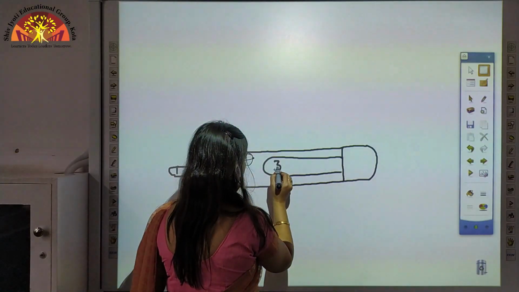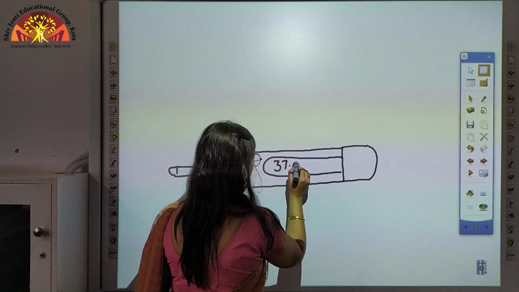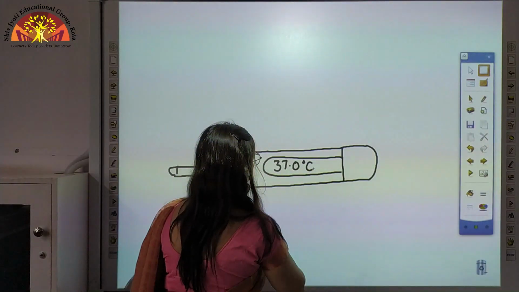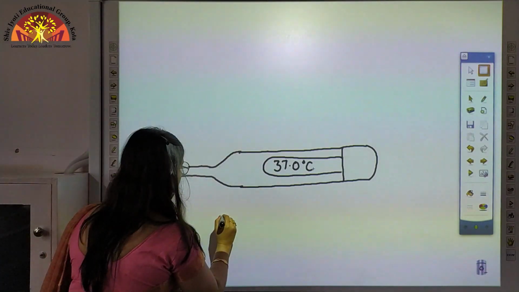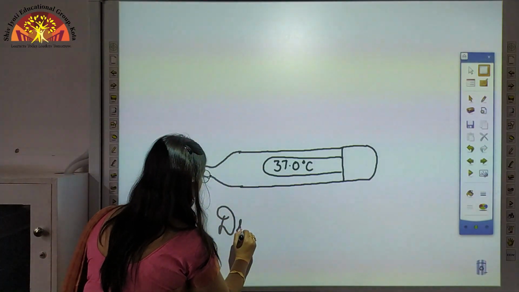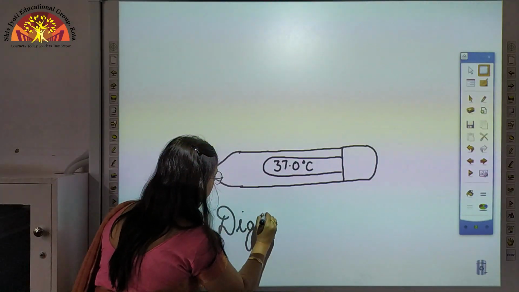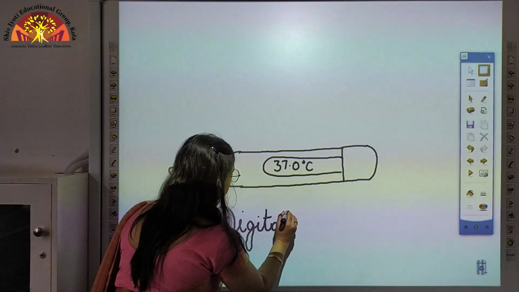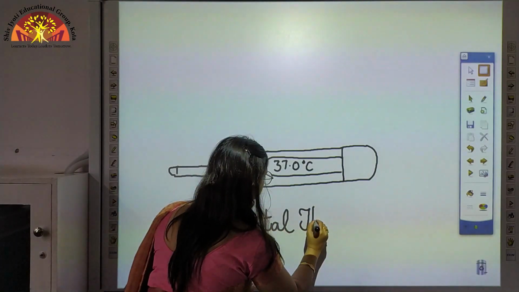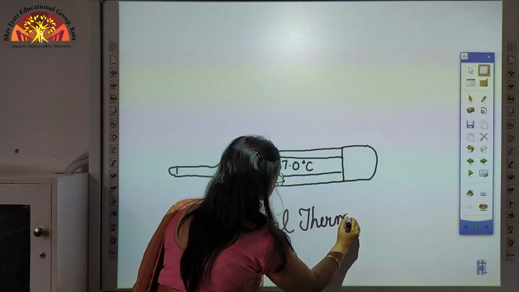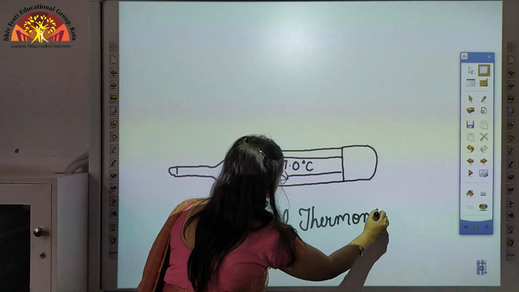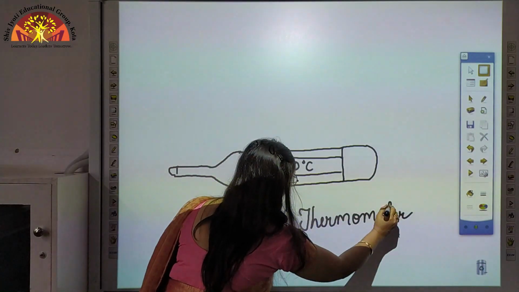Mention the temperature over here. So this way you have to draw this diagram, and then you have to name this diagram below it. So we write here digital thermometer.